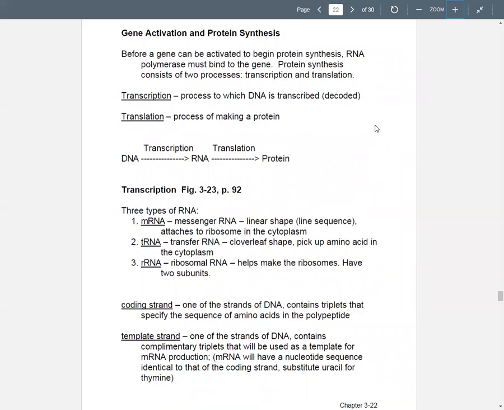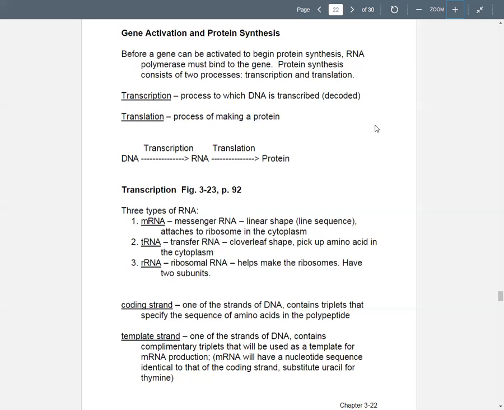All right, so gene activation and protein synthesis. So before your gene gets activated and you start protein synthesis, you start making protein, you need an enzyme called RNA polymerase to bind to that gene. And remember we said ASE at the end of any word means it's an enzyme. Okay, and the name of it is kind of telling you what it does in most cases. So this enzyme's job is to make an RNA polymer. And remember, a polymer is basically a link of monomers.